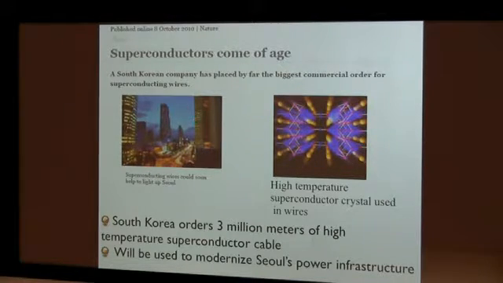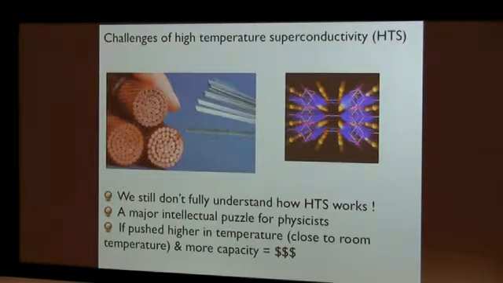Just a couple of years ago, a South Korean consortium of electrical companies placed the order for 3 million meters of this wire that's going to basically revolutionize Seoul's electrical infrastructure. Okay? This is the same material, this high-temperature superconductor that was discovered by those fellows at IBM. Now, let me tell you a little secret.